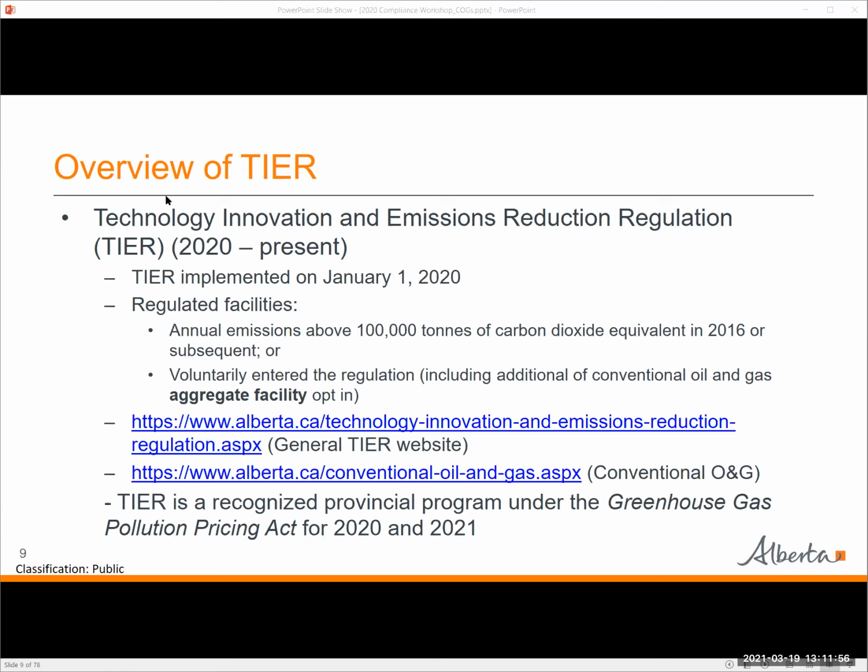Finally, TIER is recognized as meeting the federal benchmark requirements as a provincial program under the Greenhouse Gas Pollution Pricing Act for 2020 and 2021, which means the federal output-based pricing system does not currently apply in Alberta.